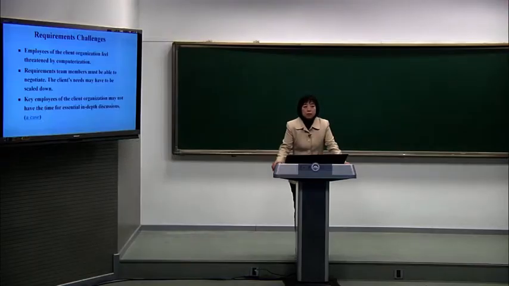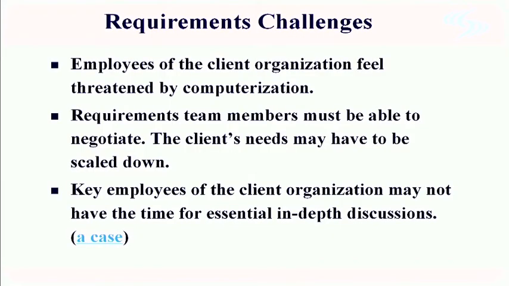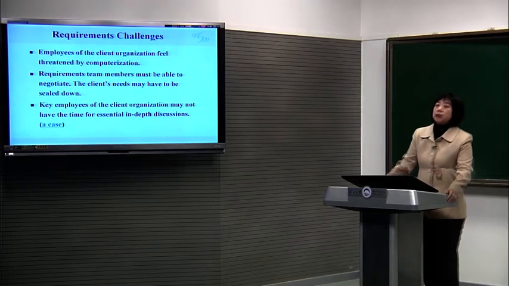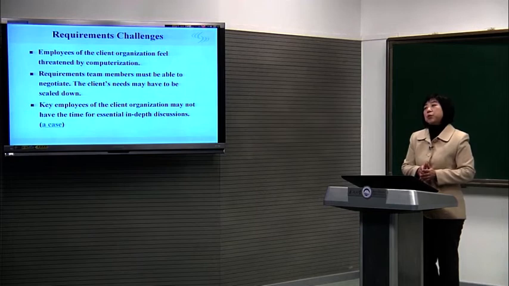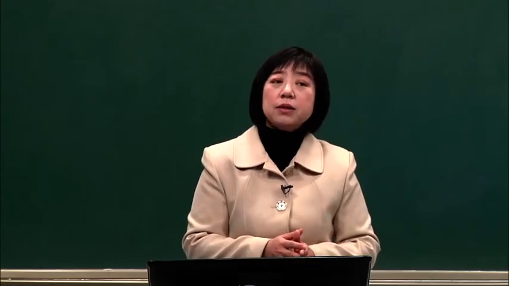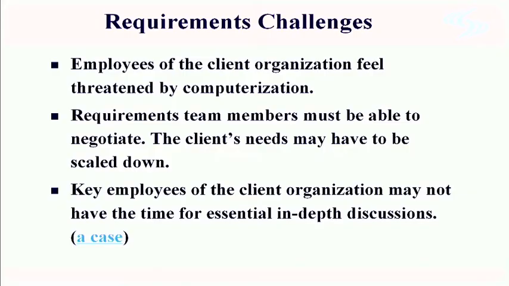Okay? Well, requirements team members must be able to negotiate, and the client's needs may have to be scaled down. Sometimes the client is very smart, and they are asking for as much requirements as possible. And sometimes they are asking something unreasonable, unachievable, and so on. That means the requirement team members must make clear about the requirement scope, okay, to make sure that the clients won't want more requirements than necessary.